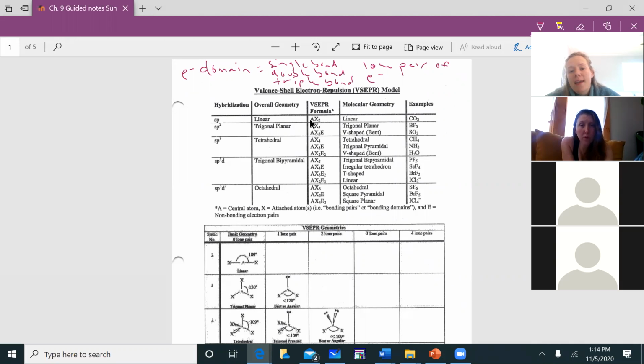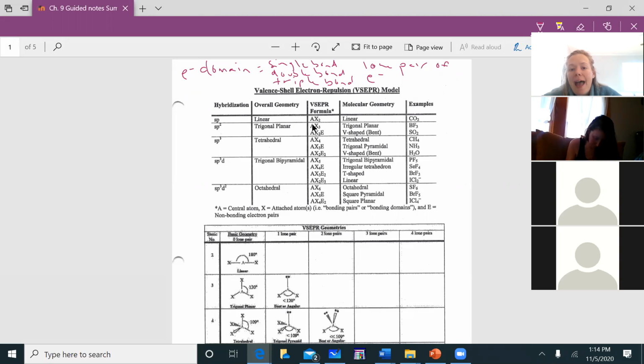So the A is consistent for all. The A stands for atom. It just means your central atom, right? So you don't write it in as, like, if we're looking at CO2, we wouldn't write the A as C. You would just write it as A. When you're writing your VSEPR formula, just start off with the letter A.